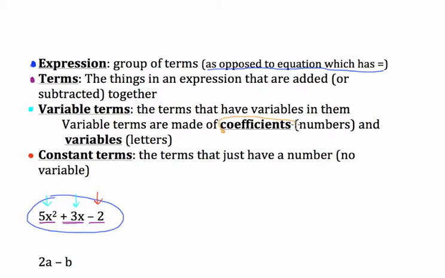Coefficients are the number part of a variable term. So for example, in this variable term, 5 is a coefficient and positive 3 is a coefficient. Variables are the letter part of a variable term. So the x in our variable terms are the variables.